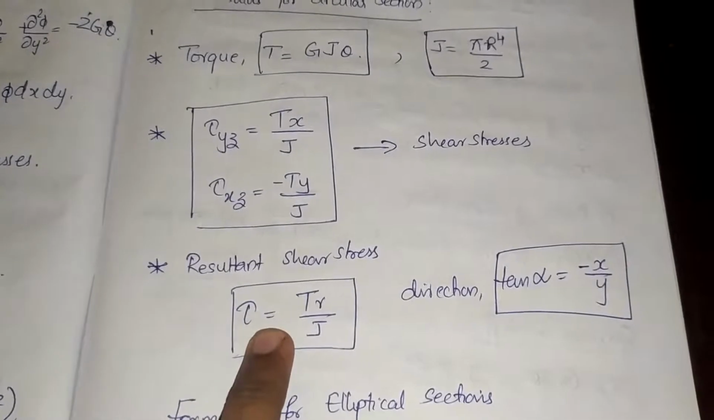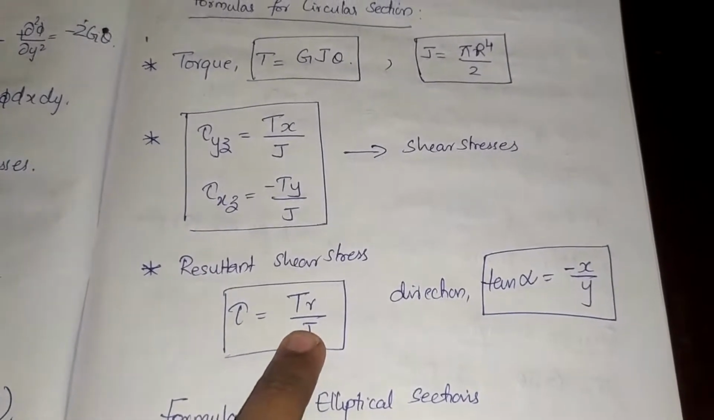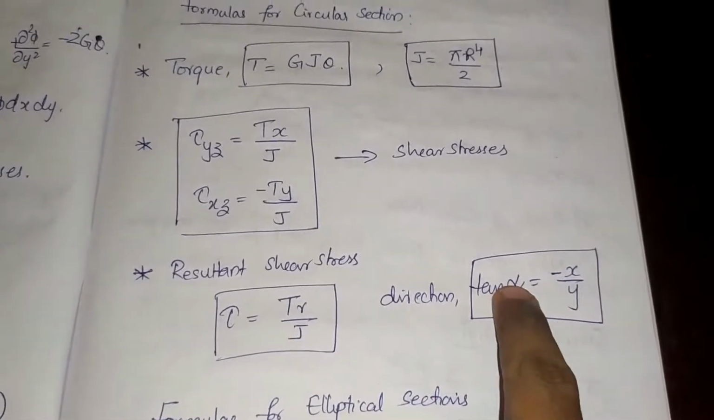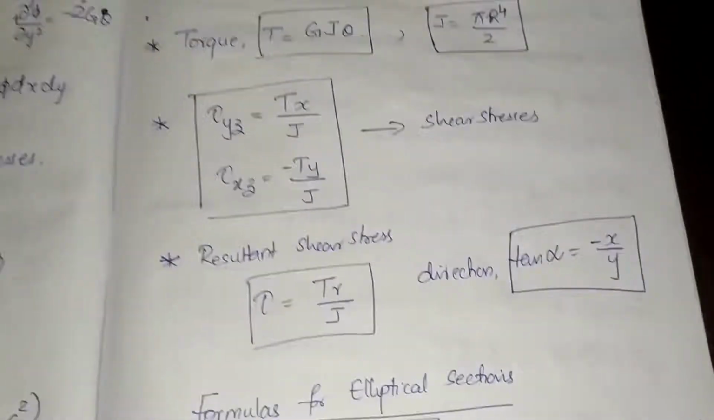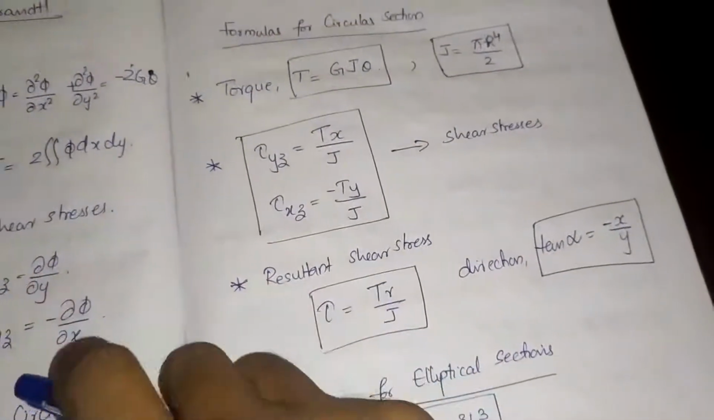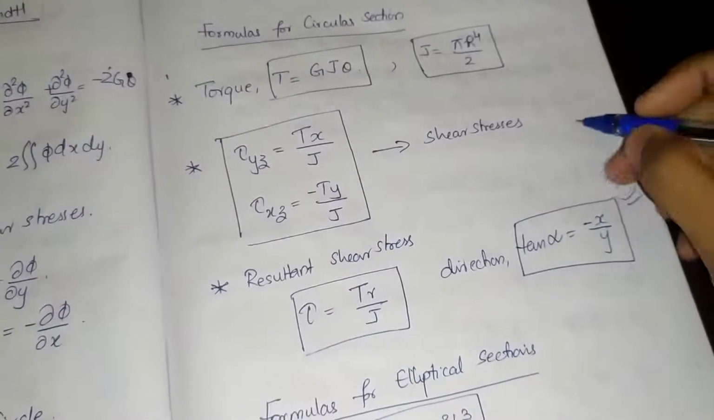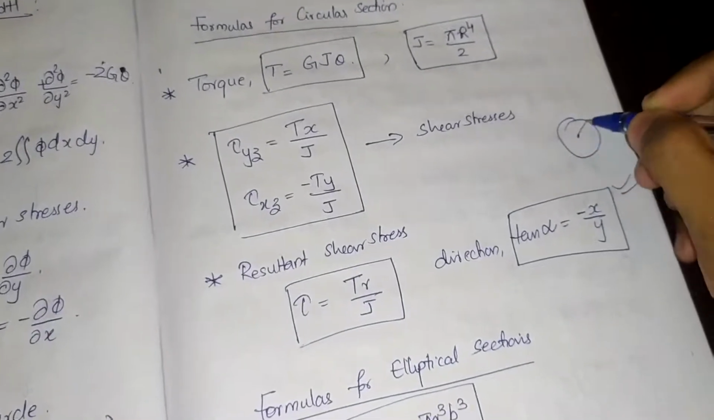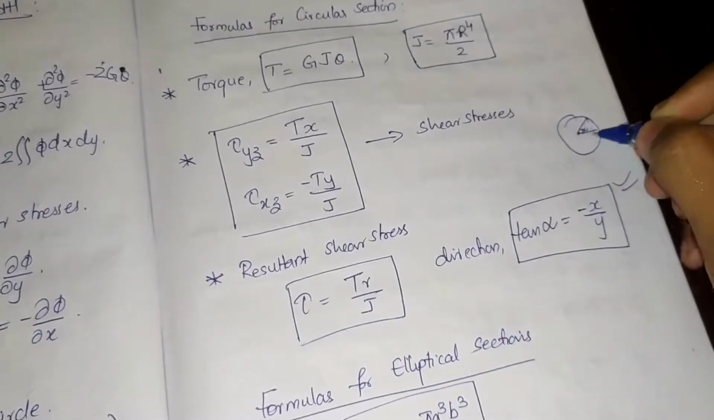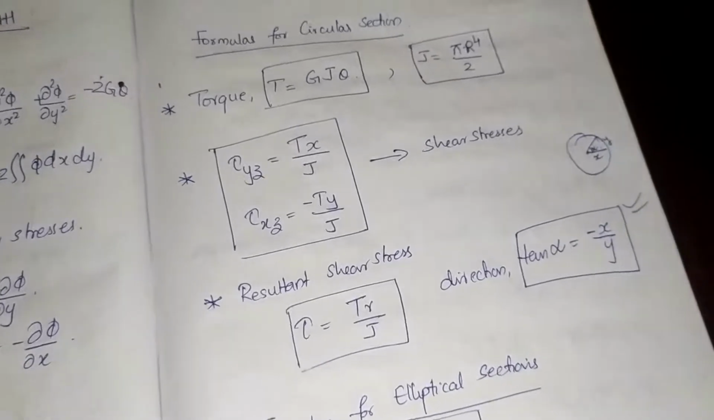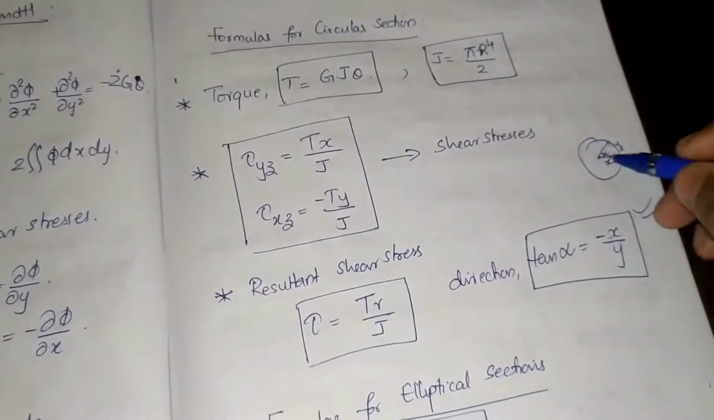Resultant shear stress, you'll get tau is equal to Tr by J, and its direction is tan alpha equal to minus x by y. This we have not discussed, but it's very clear. You have a circle, this is the alpha, this will be x and this will be y. So tan alpha will be this thing.